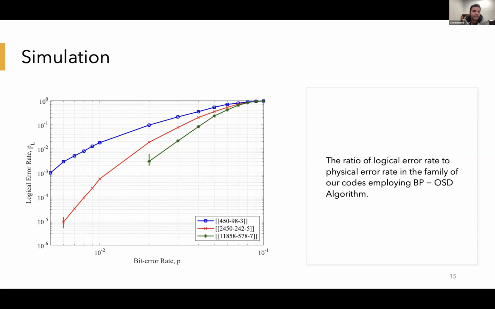In this simulation, we can see that after some physical error rate, for example, the green line, we don't have any logical error rate. That is a good result in quantum LDPC codes and quantum error correction, and it is due to the linear distance and linear dimension that we have good quantum codes.